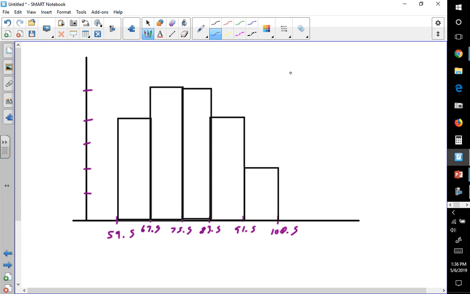Now a histogram is going to have a title. So on our title, it might be 20 exam scores. These are the scores, and these are the frequencies. So this is 1, 2, 3, 4, and 5. So just by looking at the graph, it gives us a visual of how the data is distributed, how many fall into each category, and so forth.